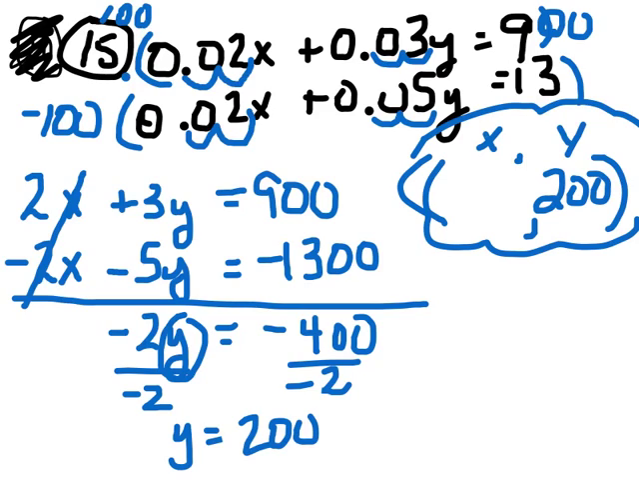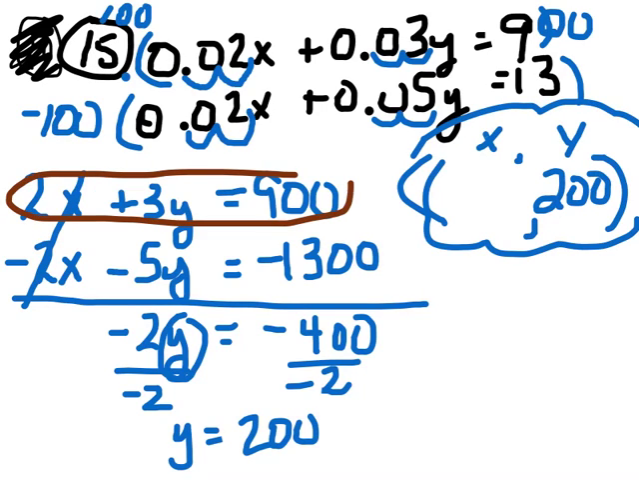Now I can do whatever I want to get the other variable x. I could use any equations. I've got 4 to pick from now. I've got the 2 originals, and then I've got the ones that I got after I cleaned out the decimal. So I'm going to use the first equation, and I'll do that in a different color just so you can see what I'm doing here. I'm going to pick this equation.